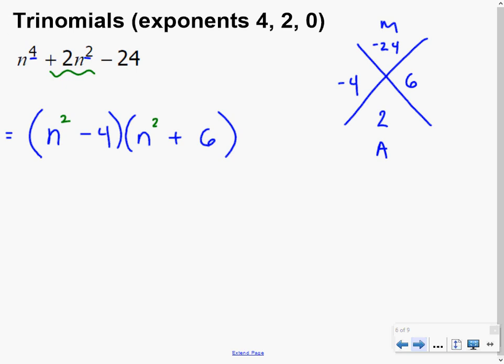The other thing I noticed and what I want to point out is we can factor this a little bit further. Okay, that's a difference of squares right there. So really, my final factored form for this expression would be n plus 2 times n minus 2 times n squared plus 6.